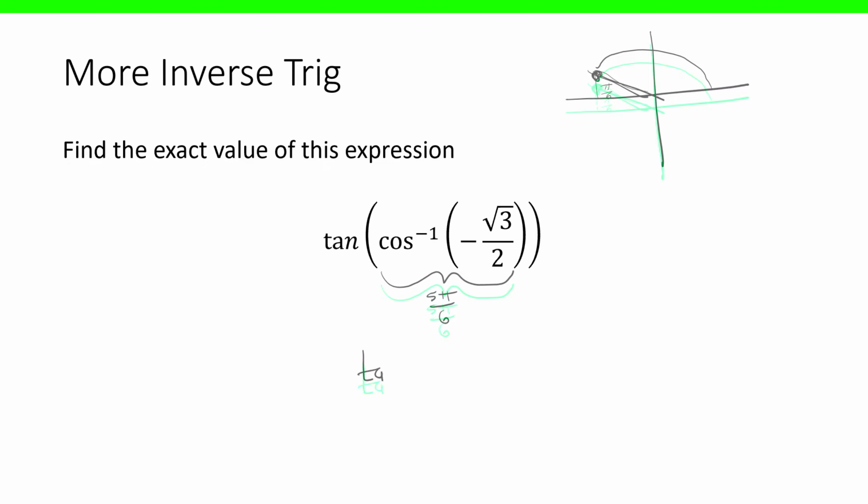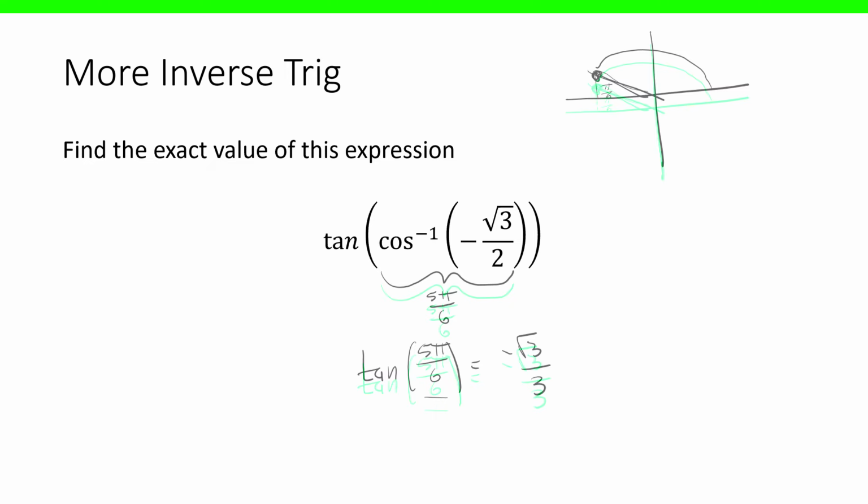So tangent of 5 pi over 6, what's that? Well, now this doesn't matter, right? This is just asking for tangent. Tangent's domain restrictions are normal domain restrictions, where we can't have pi over 2, 3 pi over 2, etc. So what is the tangent of 5 pi over 6? The tangent of 5 pi over 6 is negative square root 3 divided by 3.